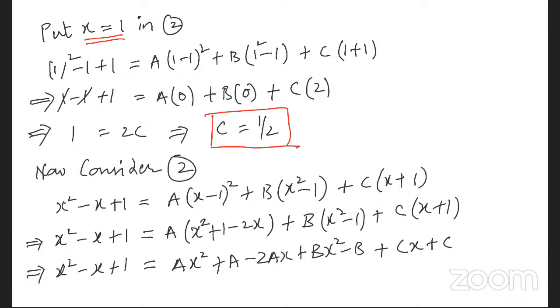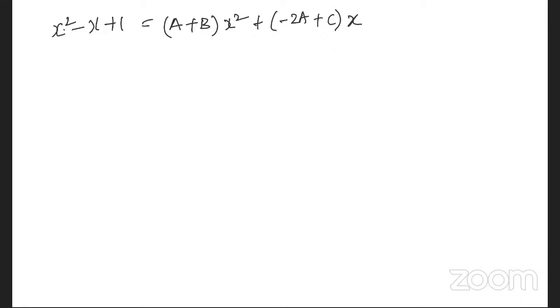So what is it that you have? The x square terms, a plus b into x square, and then the x terms common, minus 2a and c. If you take the x terms, it will be minus 2a plus c into x, plus the constant term, which is going to be a minus b plus c.